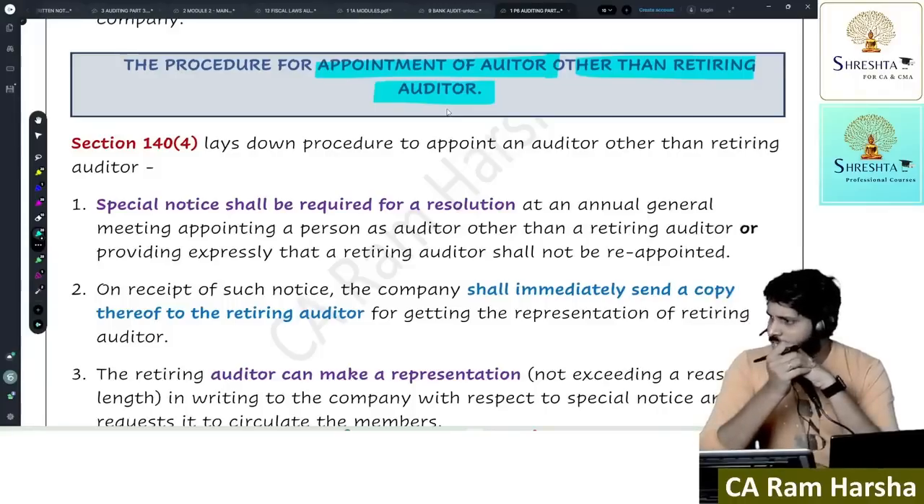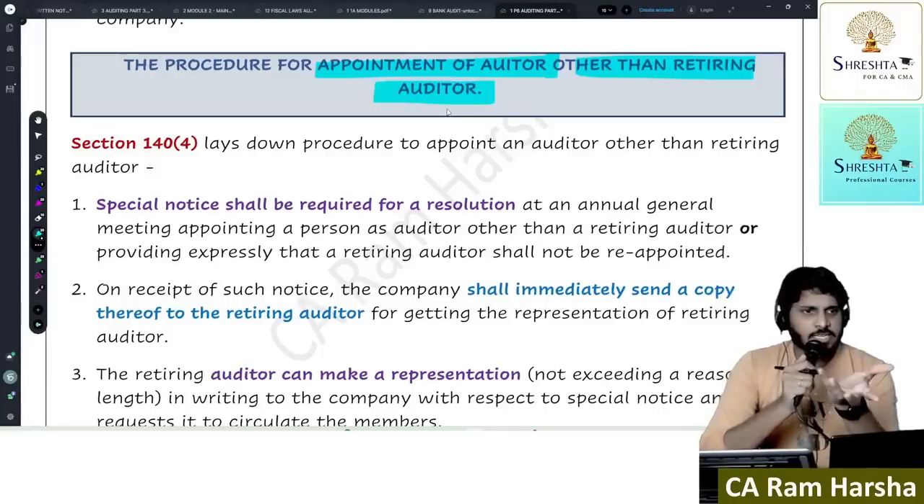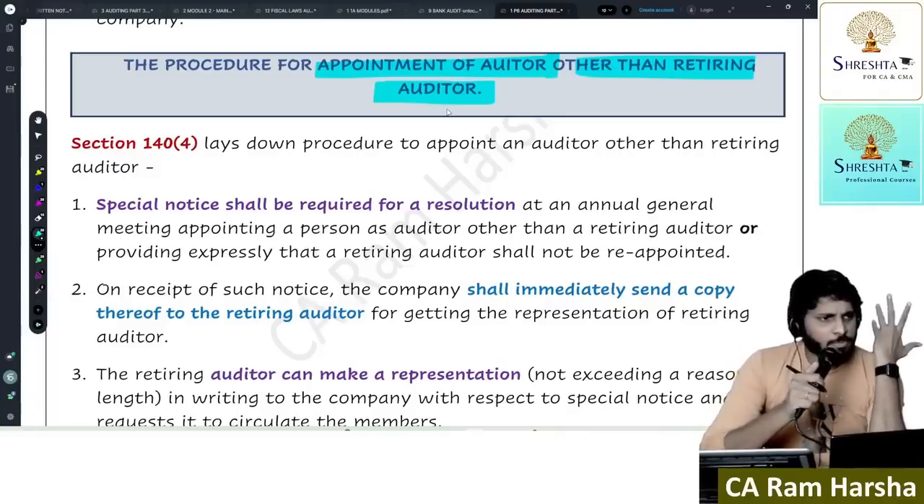How will the appointment of a new auditor happen? Suppose right now I have Mr. A, whose appointment is valid until the 44th AGM. From the 44th AGM onwards, I want to appoint Mr. B. What is the process I will follow?